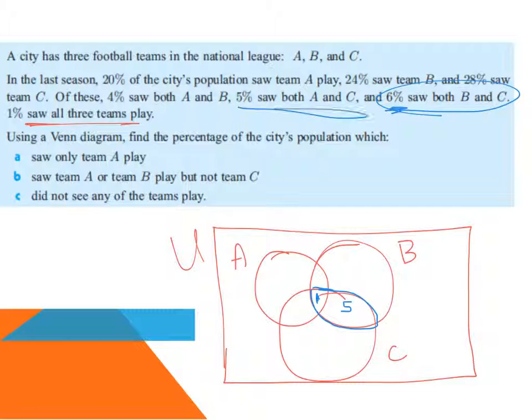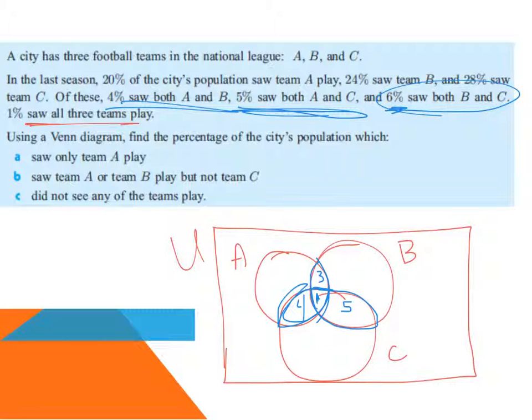Then 5% saw both A and C, and here's our A and C area, and we've already accounted for the 1%, so what's left is 4%. And then 4% saw A and B. So again, here's our section for A and B. We've already accounted for the 1, so that must mean 3 goes here.